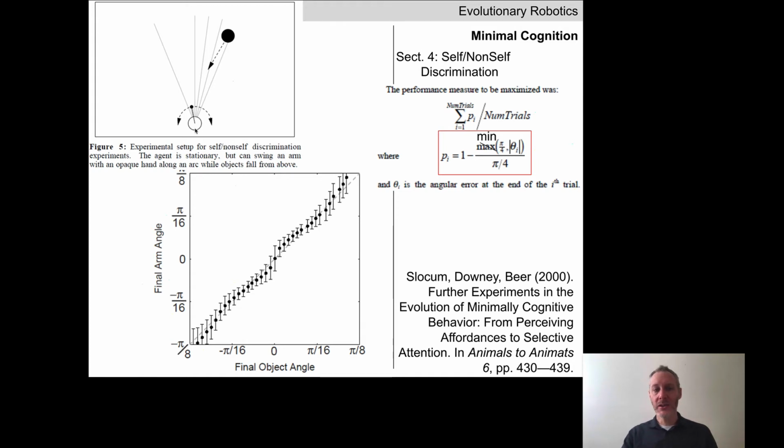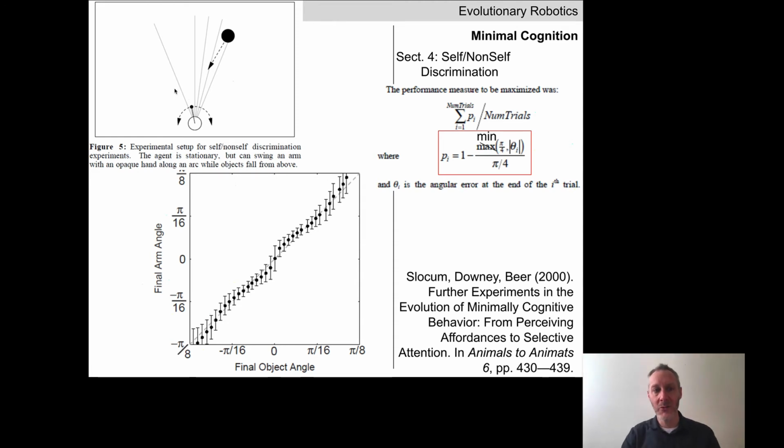We're going to put an agent at the bottom of the screen again. In this case, it is not able to move left and right. Instead, this agent has an arm and a hand, the little circular hand in front of it, and it can rotate that arm in front of it. We're going to keep it restricted to the two-dimensional plane. It can rotate that arm in front of itself, and as it does, its hand occludes its vision.